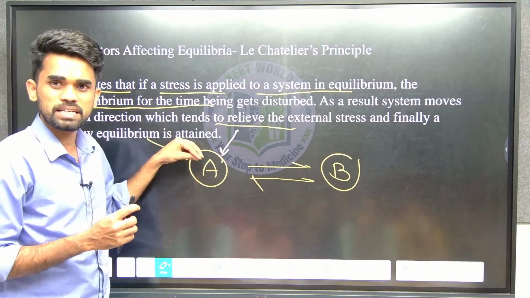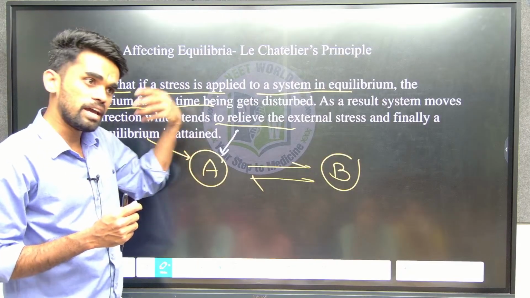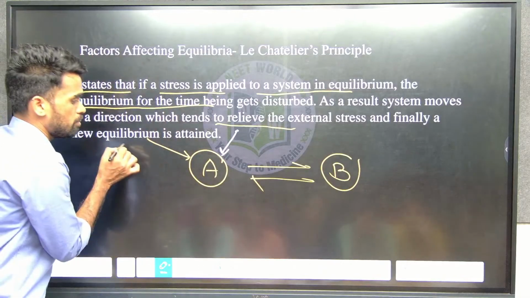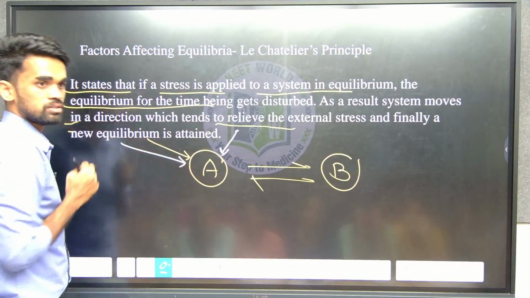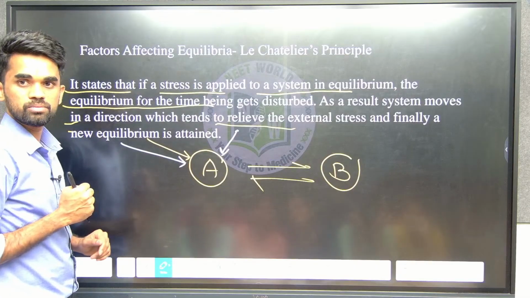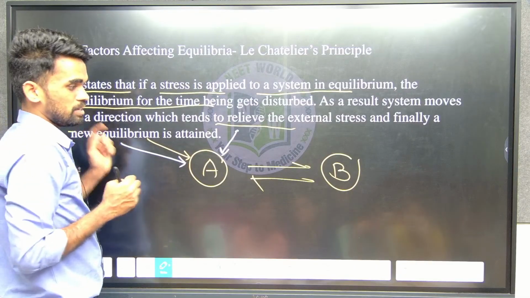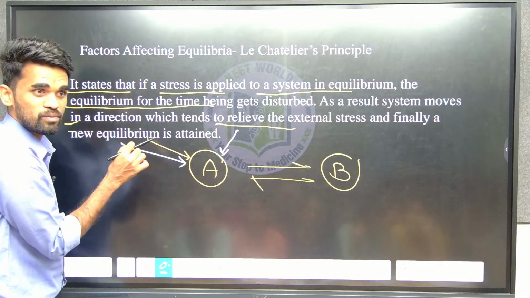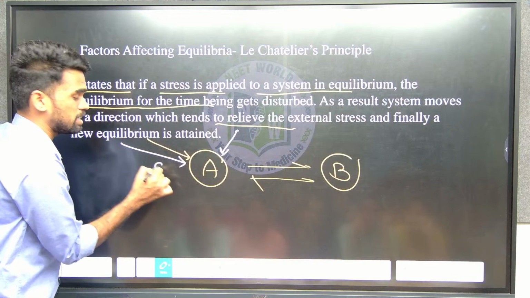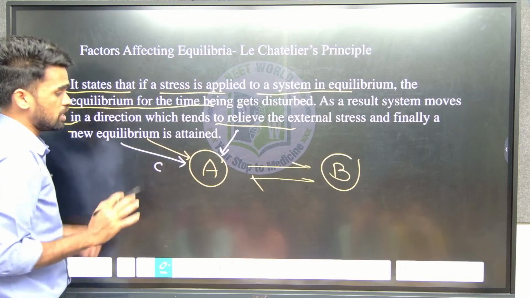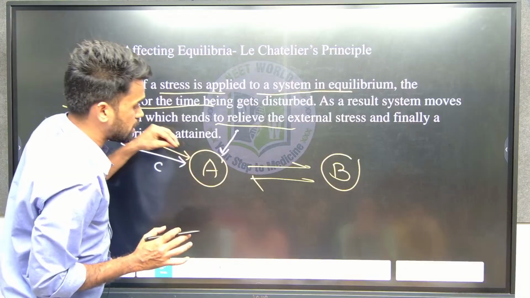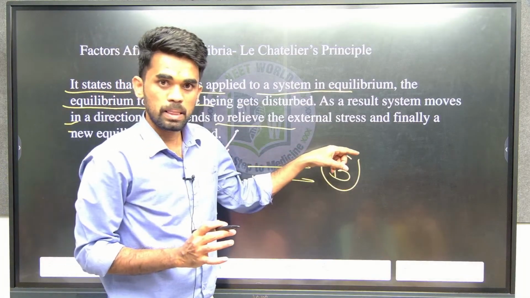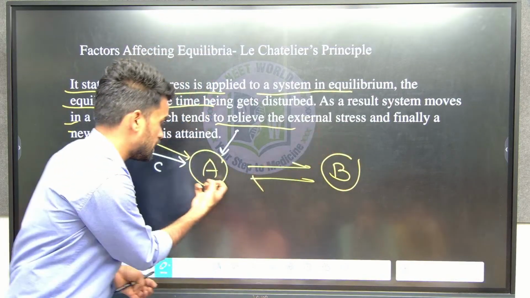మీరు ఇక్కడ స్ట్రెస్ అప్లై చేశారు అనుకోండి, again it wants to reattain its equilibrium. Okay, let us say I am increasing the concentration of A. What happens to the equilibrium? See, this is an equilibrium reaction. So the stress I am using can be concentration, it can be pressure, like that. So I am increasing the concentration of A. Equilibrium moves forward. Otherwise I am decreasing the concentration of A.